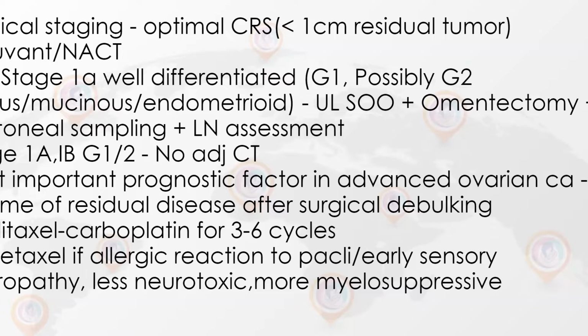So in case of stage 1A, 1B, grade 1 and 2, there is no need of any adjuvant chemotherapy. Always remember that if it is grade 3 or a high grade tumor, then always you need to give them the adjuvant chemotherapy. Usually we give chemotherapy in the form of paclitaxel carboplatin for 3 to 6 cycles.